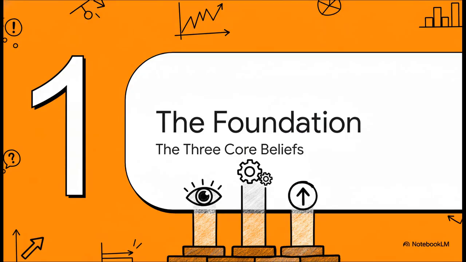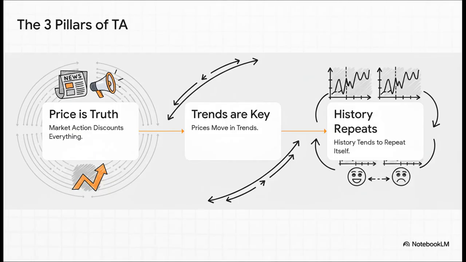So if we're going to build this toolkit, we've got to start with a solid foundation, right? John Murphy's entire system is built on three core beliefs. You have to really get these before you even look at a single chart. They are the bedrock of everything else we're going to talk about. And here they are, the three pillars.